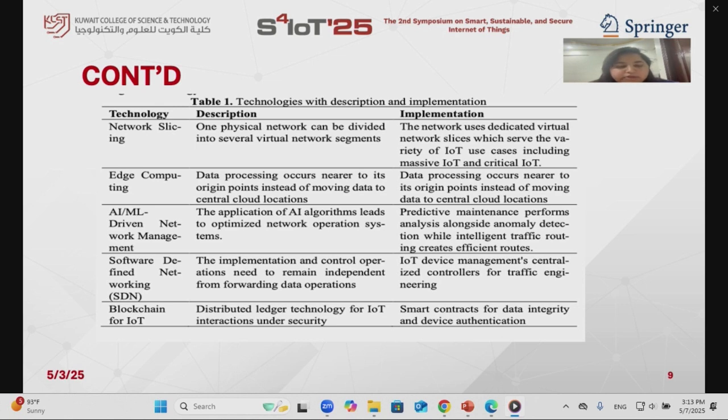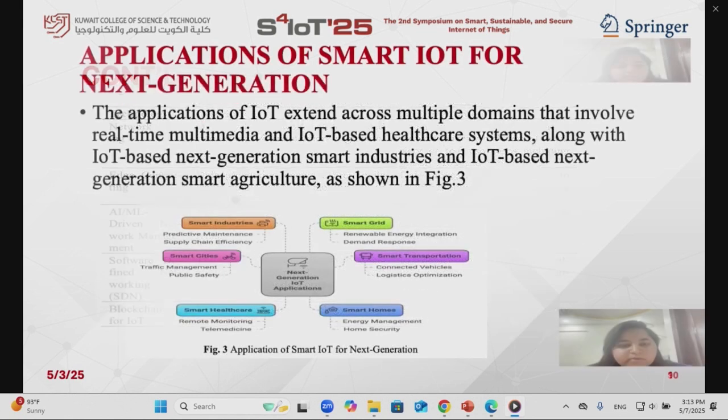The next slide shows the applications of smart IoT for next generation. Basically, the applications of IoT extend across multiple domains that involve real-time multimedia and IoT-based healthcare systems, along with IoT-based next generation smart industry and IoT next generation smart agriculture.